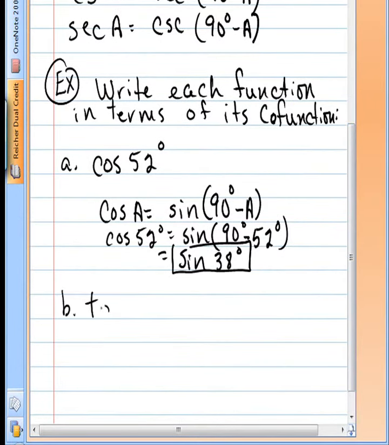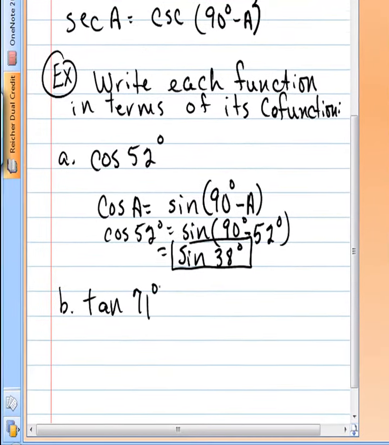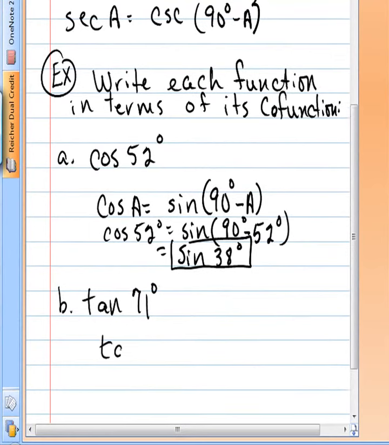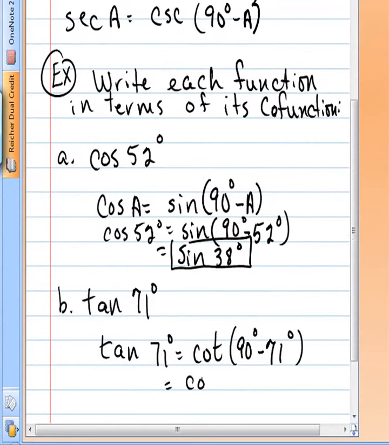Try another one. Tan of 71 degrees. What would that be? Tan of 71 degrees equals cotan of 90 degrees minus 71 degrees, which equals the cotan of 19 degrees. Okay? Alright.